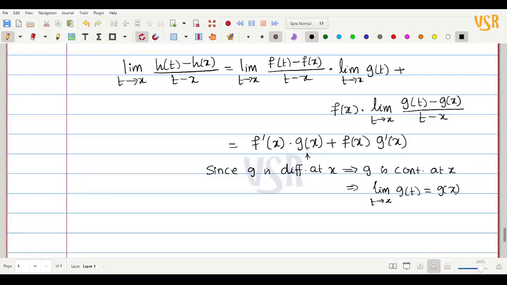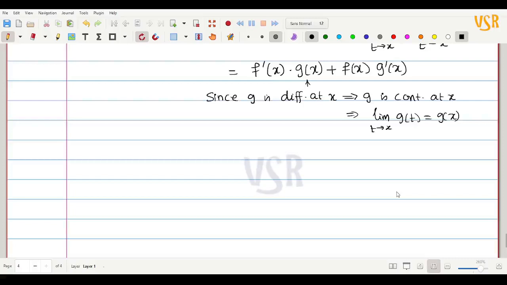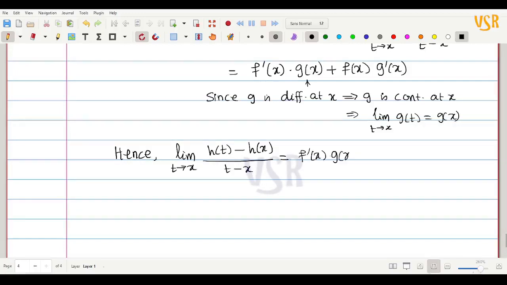Since f is continuous, hence limit t tending to x of h at t minus h at x divided by t minus x is a number. இது f dash at x into g of x plus f of x into g dash of x. அப்போ this implies that h dash at x is equal to f dash at x g of x plus f of x into g dash at x.